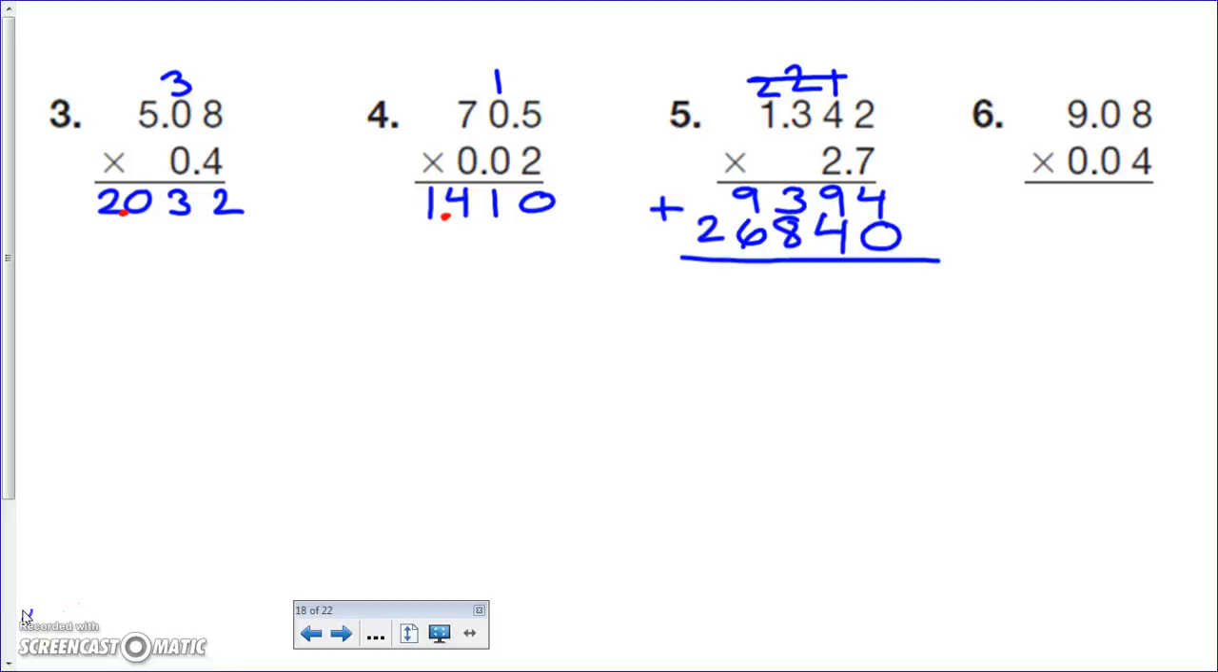Now we're going to add our 2 partial products. So 4 plus 0 is 4. 9 plus 4 is 13. Put the 3 down, carry the 1. 1 plus 3 plus 8 is 12. We're going to put the 2 down, carry the 1. 1 plus 9 plus 6 is 16. We're going to put the 6 down, carry the 1. And then 1 plus 2 is 3.